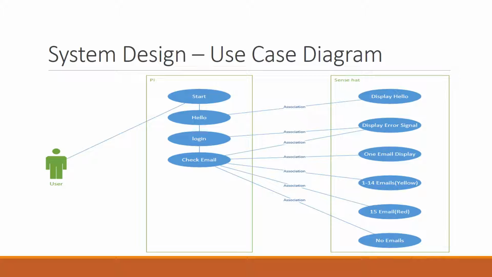What happens in the beginning is the Raspberry Pi will send a request to the Sense HAT to display the hello message. Afterwards, it will try to log in, and if the login is successful, it will then check how many new emails are in the email inbox and display the number of new emails on the Sense HAT.